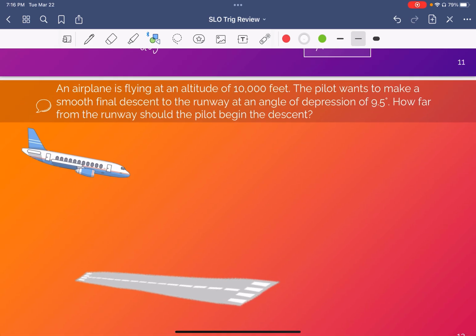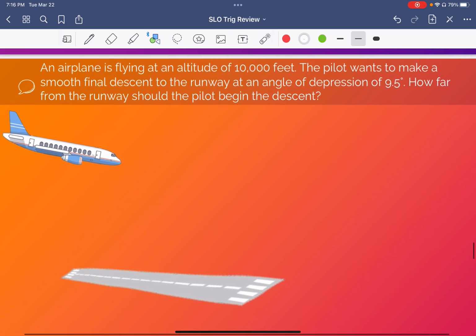An airplane is flying at an altitude of 10,000 feet. The pilot wants to make a smooth final descent to the runway at an angle of depression of 9.5. How far from the runway should the pilot begin the descent? So remember, angle of depression, you start with your horizontal line, which is where you can envision yourself as the pilot. So that's looking straight forward into the sky. If you look down at the runway, that creates your line of sight, and your vertical line is just connecting those two lines together.